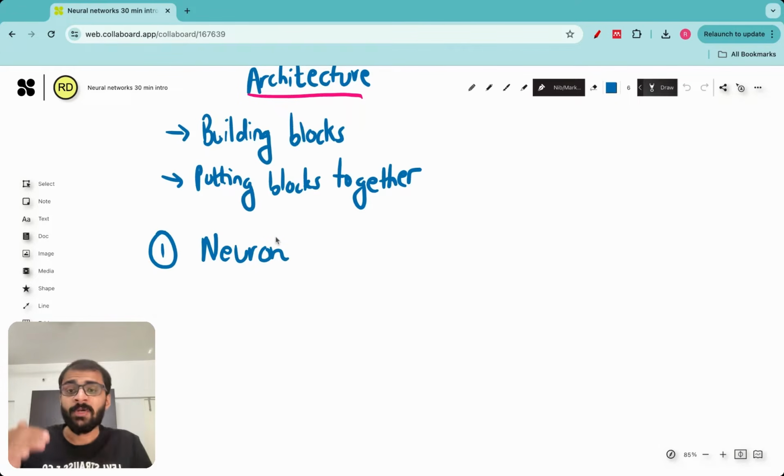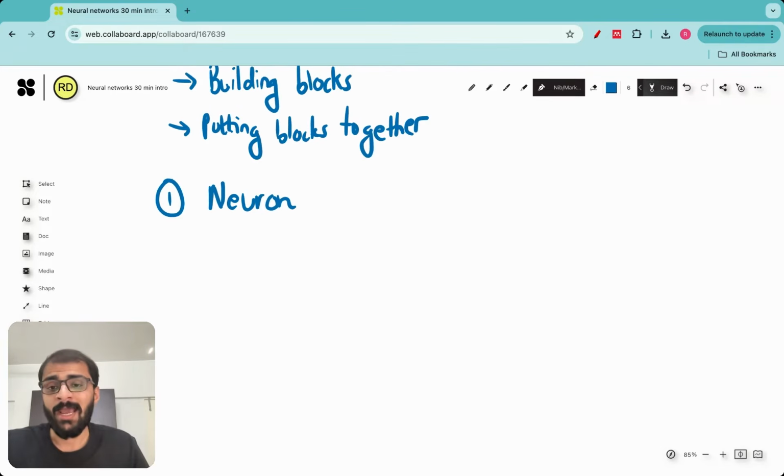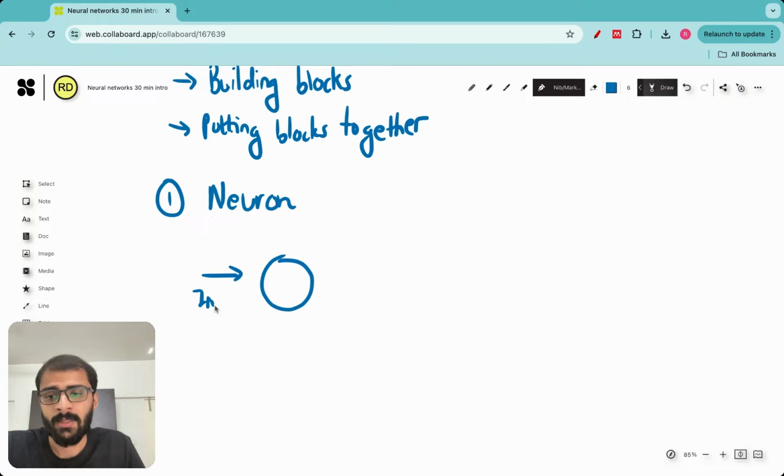Just like when you're assembling Lego pieces, you build blocks together, right? A neuron can be considered to be the smallest building block of the neural network architecture. And at its simplest function, the neuron does this. It is represented by a circle like this. It takes an input and then it gives out an output.